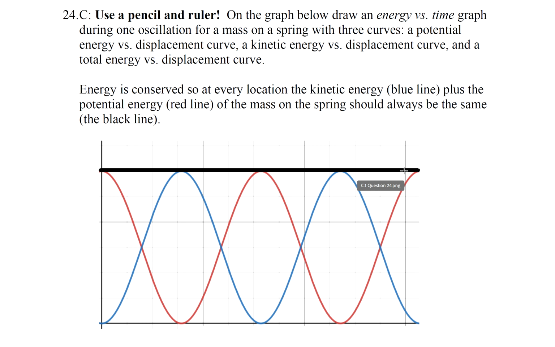Question 24. On the graph below, draw an energy versus time graph during one oscillation for a mass on a spring with 3 curves. Potential energy, kinetic energy, and total energy. So energy is conserved, so at every location, kinetic energy plus potential energy equals the total energy. So that's why the black total energy is a horizontal line.